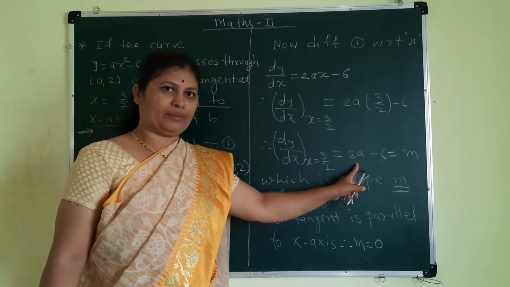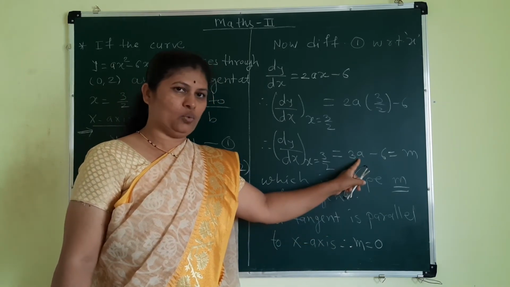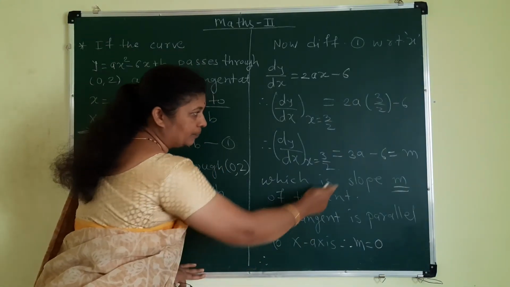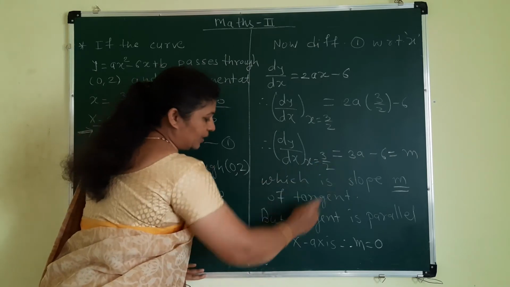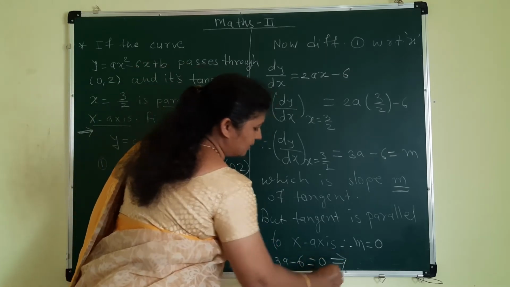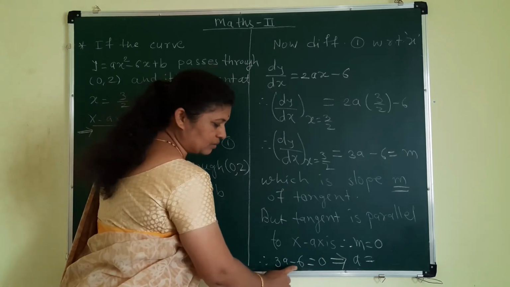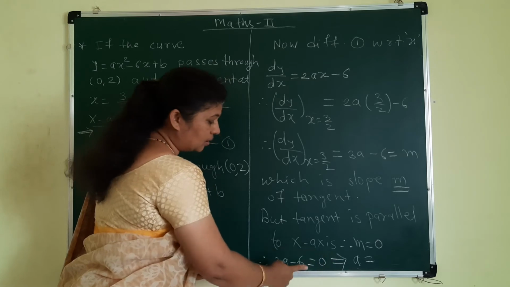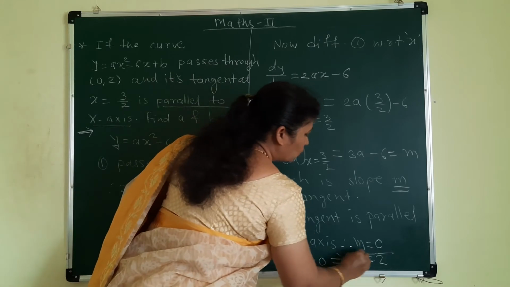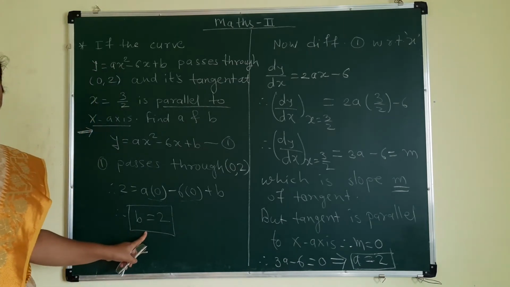Can you solve the remaining part? 3a minus 6 is equal to 0, means a is equal to 2. So I will write the value of a here. Can you see this part? 3a minus 6 is equal to 0, and this implies a is equal to, look at this, 3a minus 6, on that side it will be plus 6. 3a is equal to 6, and therefore a is equal to 6 upon 3, that is nothing but 2. So what are the values of a and b? Yes, a is equal to 2 and b is also equal to 2.